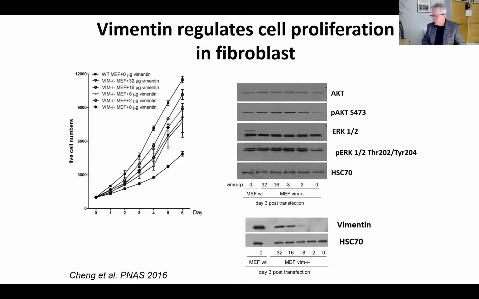And so you can just see the knockout cells growing very poorly, and you can rescue that with increasing doses of vimentin, which also stimulates ERK activity. We still don't know exactly how this ERK activity is regulated, but I'll get back to the signaling partners towards the end of the presentation.